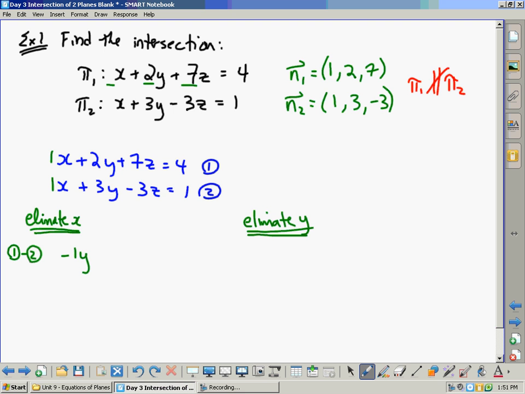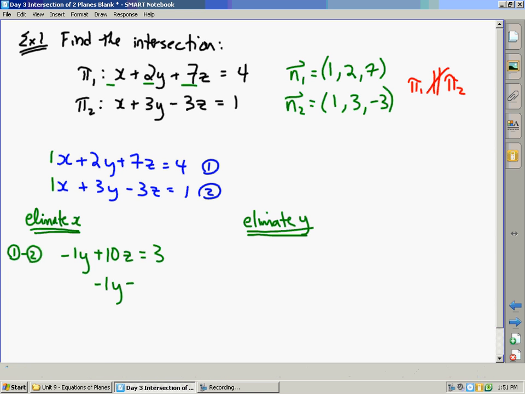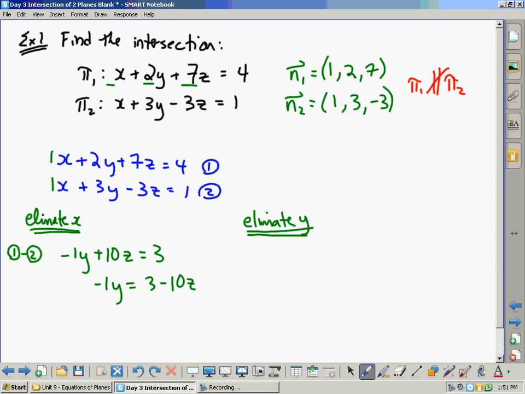And then 7 minus minus 3 is the same as plus, so it's plus 7z. 4 minus 1 is 3. And we have part of an equation. Now, I'm going to rearrange so that it's just in y equals. So that'll be minus 1y equals 3 minus 10z. But I don't like a minus y, so I'm going to divide everything by negative 1. And we get y equals minus 3 plus 10z.